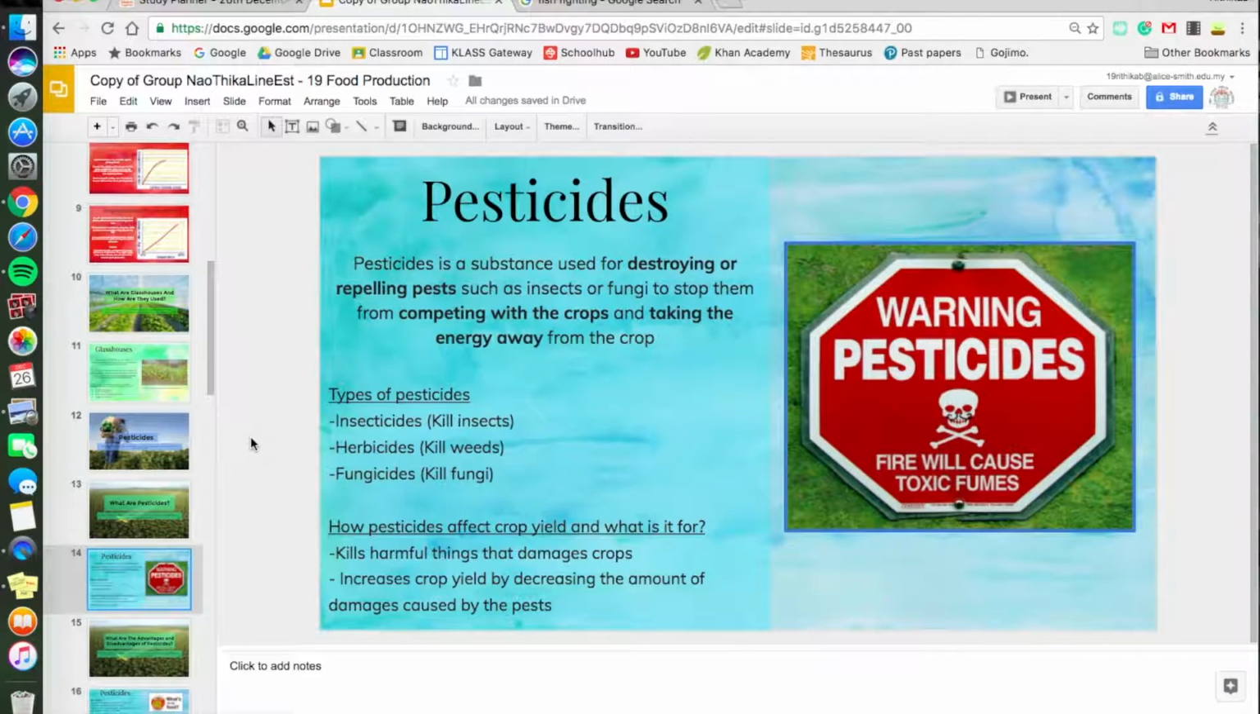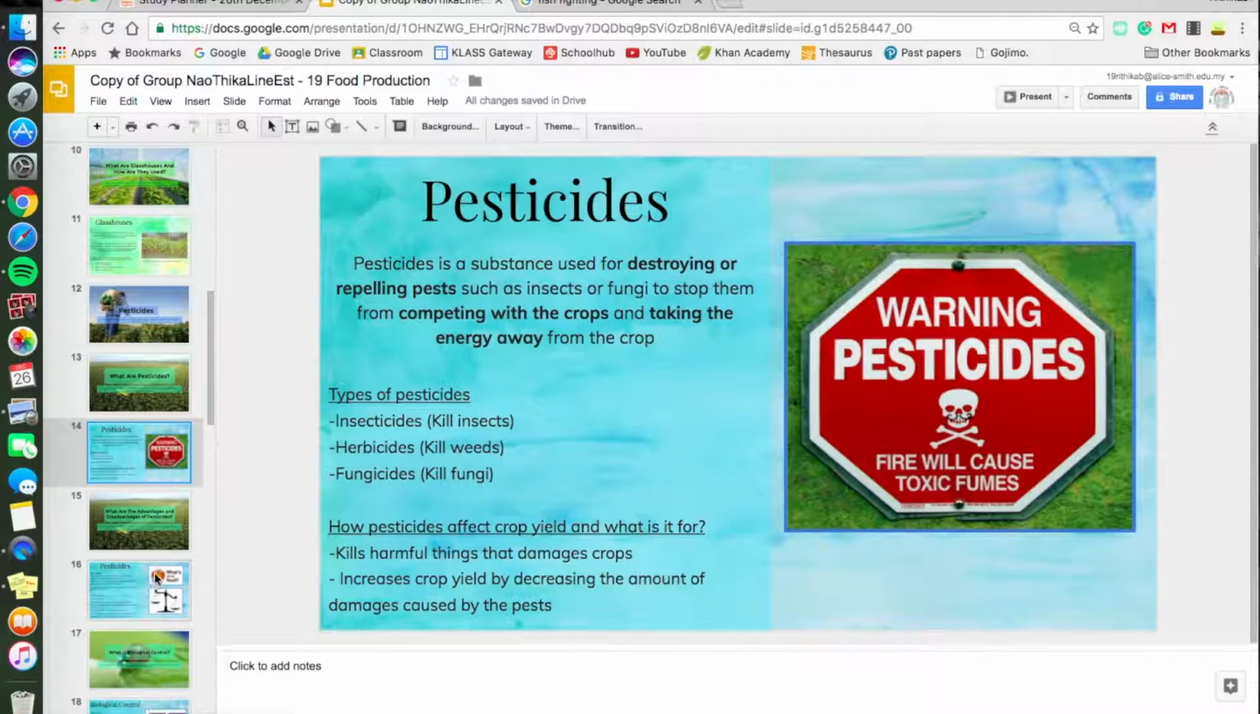Pesticides. Pesticides are basically just substances, usually chemicals, that destroy pests but don't harm the crop plant. The types of pesticides that you usually see are insecticides, herbicides, and fungicides. Insecticides kill insects, herbicides kill weeds, and fungicides kill fungi. Pesticides can affect crop yield by killing the harmful pests that damage the crops and therefore increasing the crop yield by decreasing the amount of damage caused by pests.